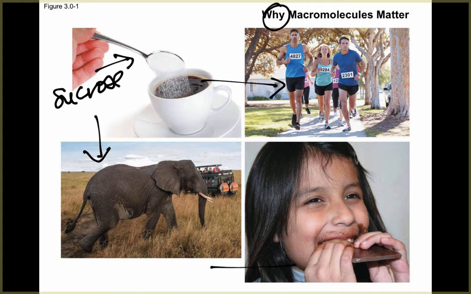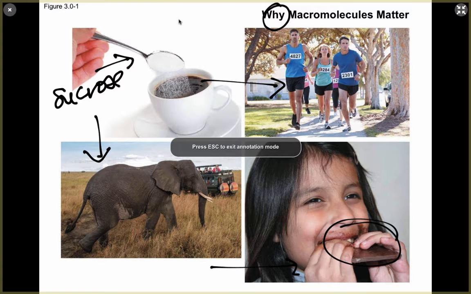So those are important in creating things like elephants. And not just that, carbohydrates, and fats and proteins can be yummy as well.